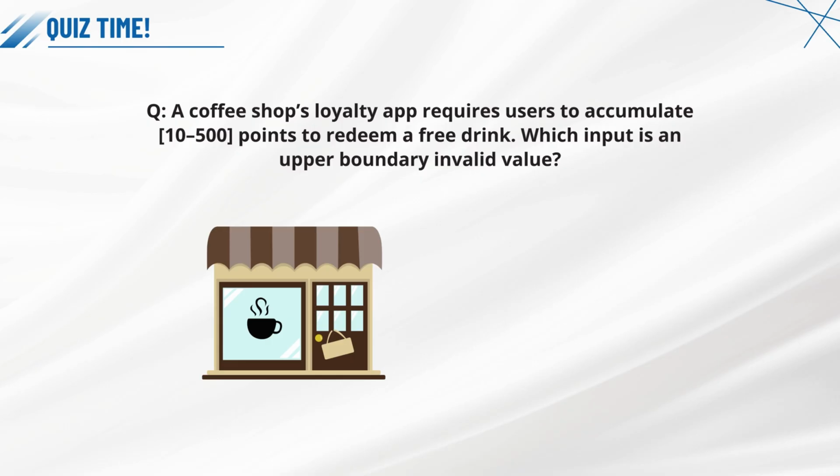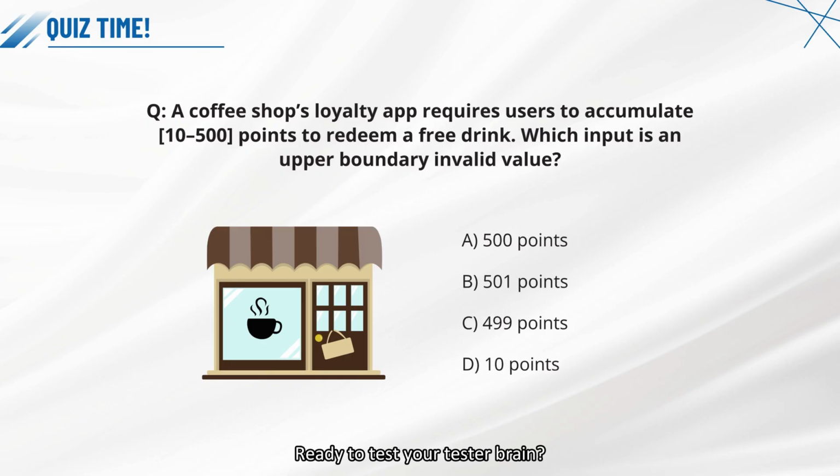Alright, quiz time. A coffee shop's loyalty app requires users to accumulate 10 to 500 points to redeem a free drink. Which input is an upper boundary invalid value? A, 500 points. B, 501 points. C, 499 points. D, 10 points. Ready to test your tester brain? Pop your answer in the comments and check if you're thinking like a boundary hunter.